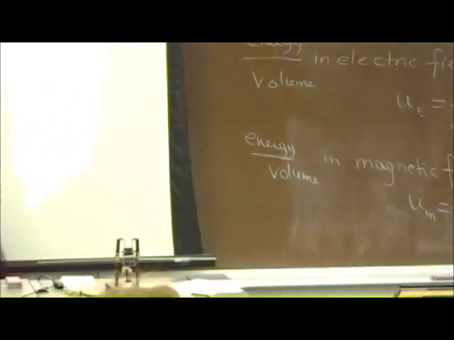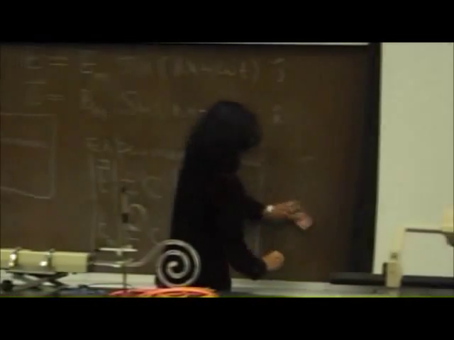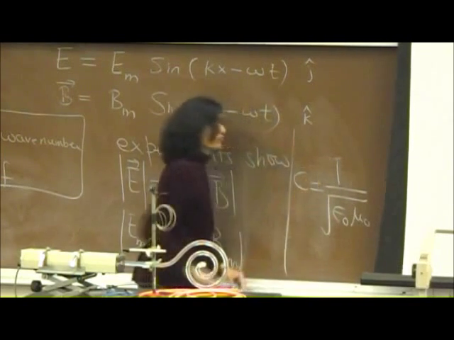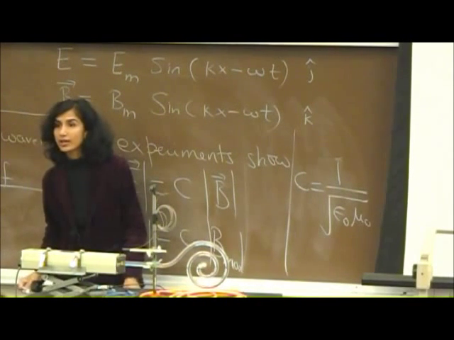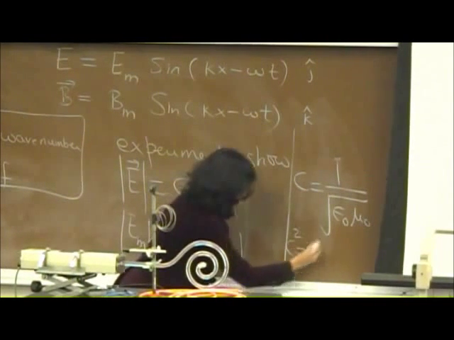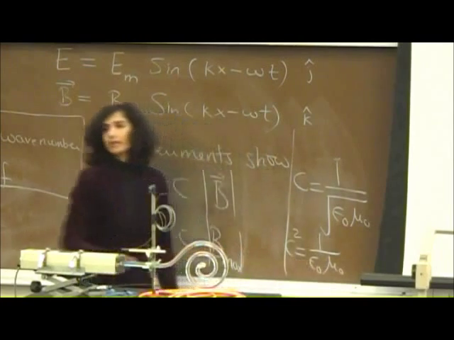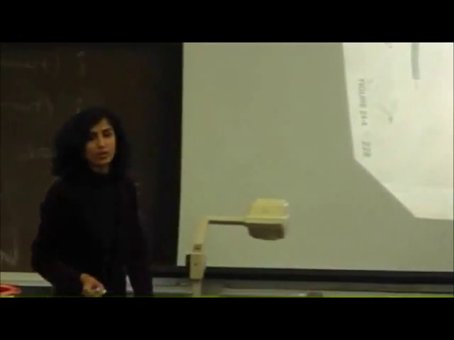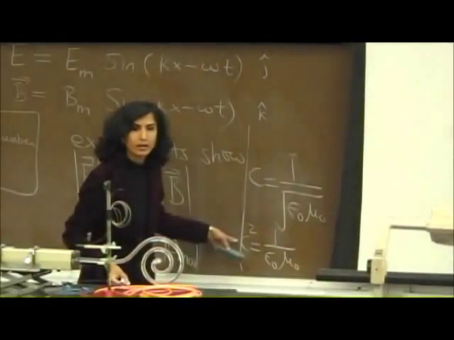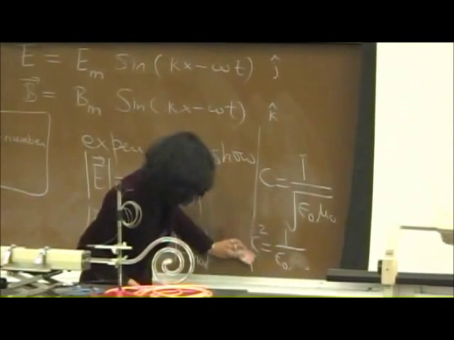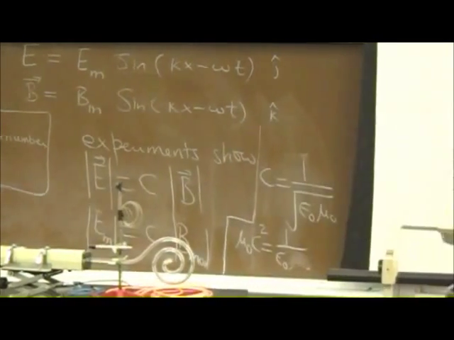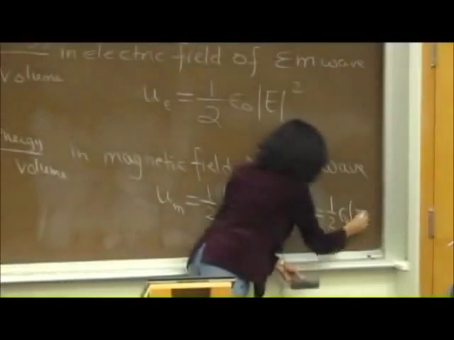But hey folks, we also talked about the relationship between the speed of light and epsilon 0 and mu 0. Remember this? C is equal to 1 over square root of epsilon 0 times mu 0. If that's the case, what will be C square? Is C square equal to 1 over epsilon 0 mu 0? Isn't it? So if that's the case, what will be C square times mu 0? Can I take this mu 0 from here and put it here? So if you see, what I have here is nothing but half epsilon 0 E square.